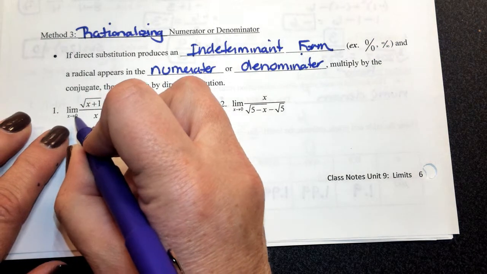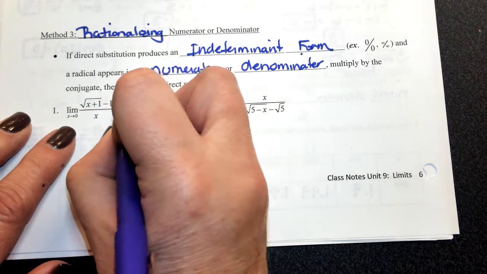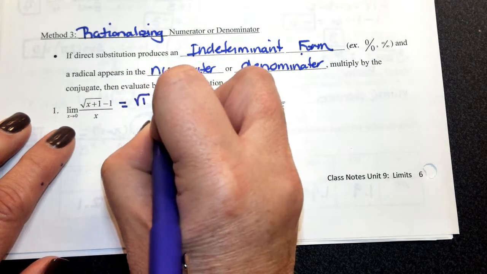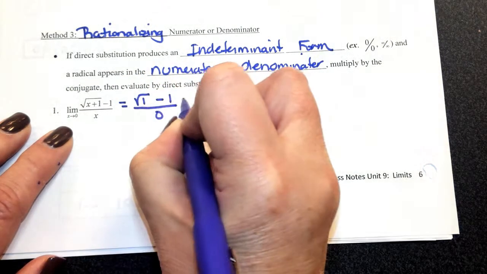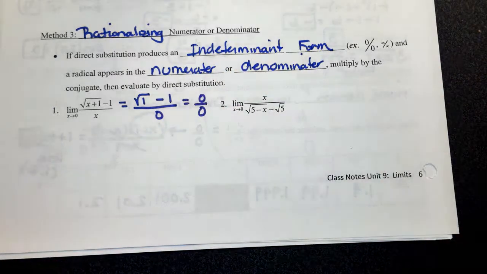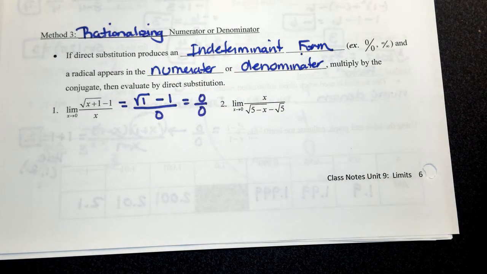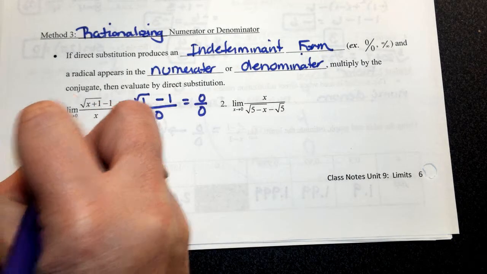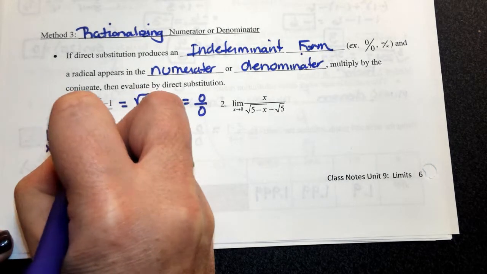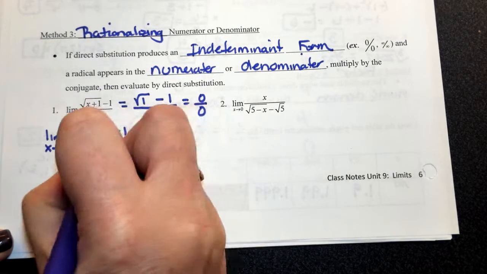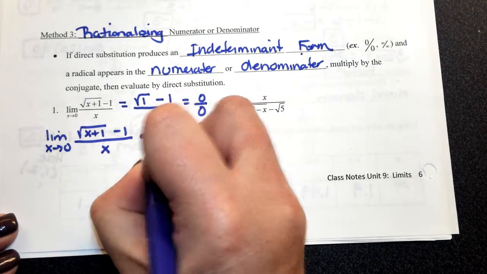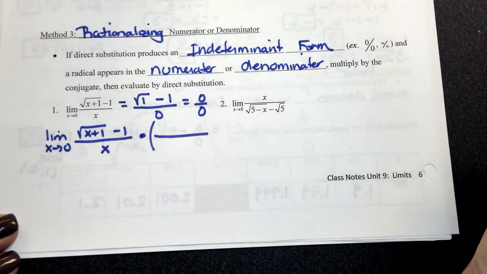So for example, let's take a look at number 1. The limit as x approaches 0. Again, always try direct substitution first. Well, if I plug in 0 for x, that's going to give me square root of 1 minus 1 over 0. So notice I do get that indeterminate form of 0 over 0. Where is my radical? Is my radical in the numerator or is my radical in the denominator? Numerator. So this is where you're going to have to multiply by the conjugate of the numerator.